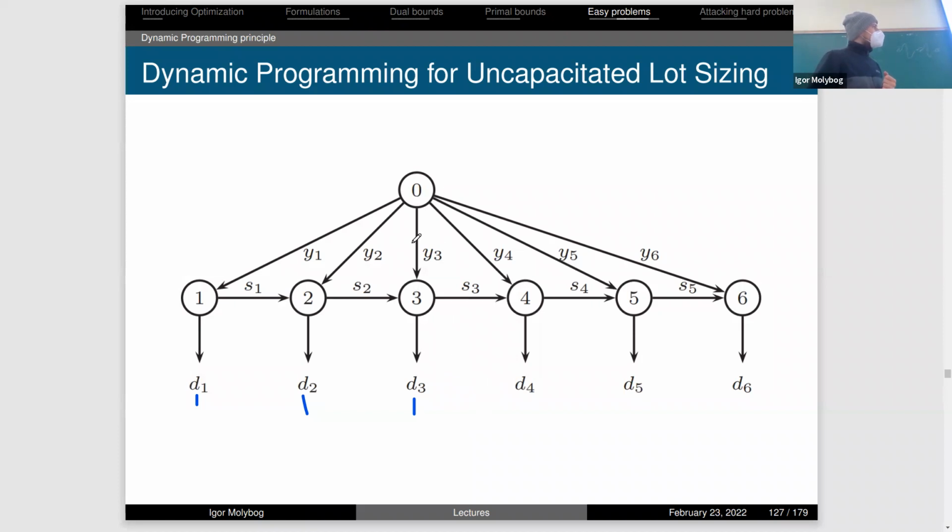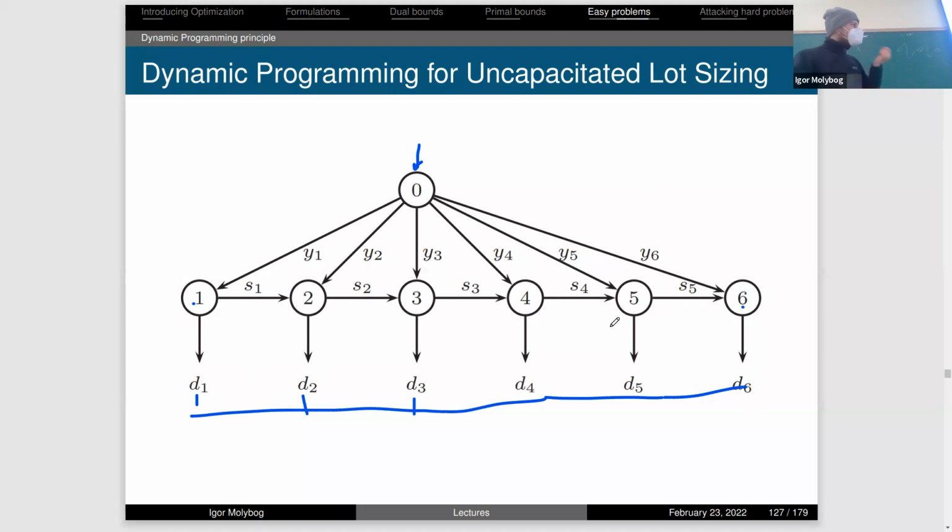The trick here is that basically we are defining the demands on the nodes for the nodes on the bottom. Each of those nodes from 1 to 6 would correspond to a time period, obviously, right? And the demand on the node 0 is going to be the negative of the sum of the demands for the nodes on the bottom.